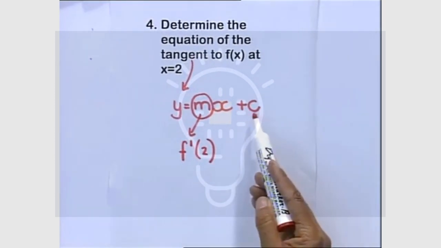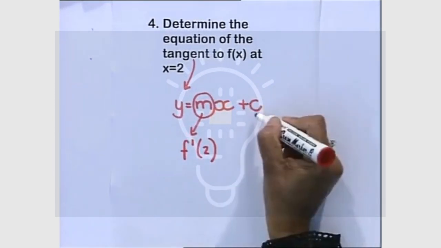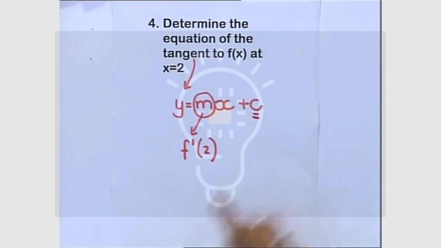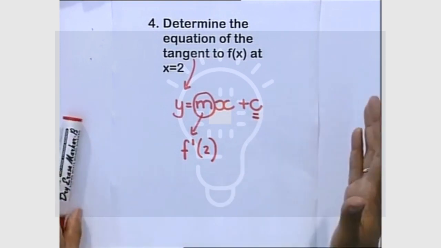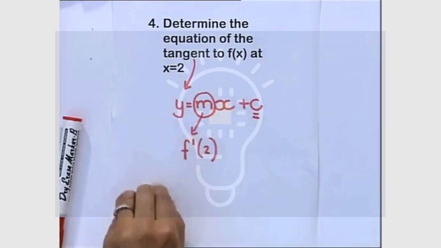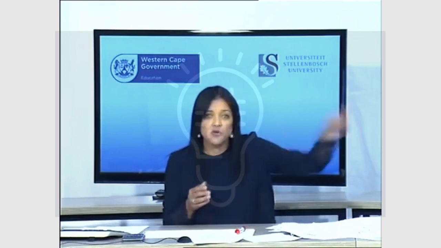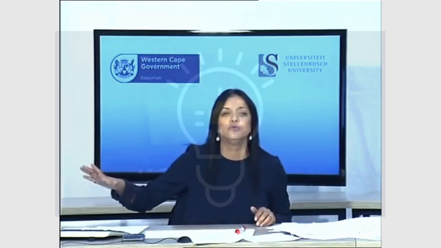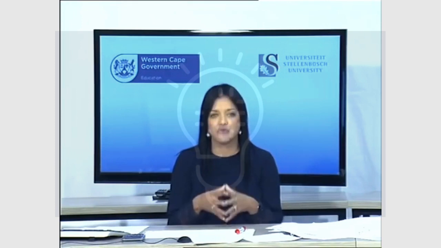And then you're going to find c. But now I'm almost over time, so you're going to find c yourself. We know how we find c. We just substitute something in the place of y and something in the place of x. So this afternoon we summarize: gradient is equal to derivative. Derivative means finding the gradient.